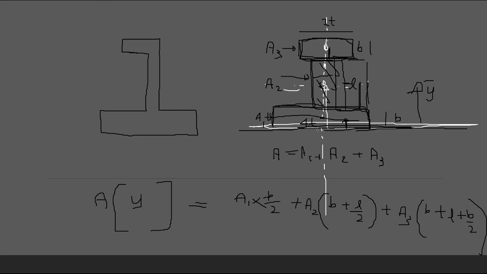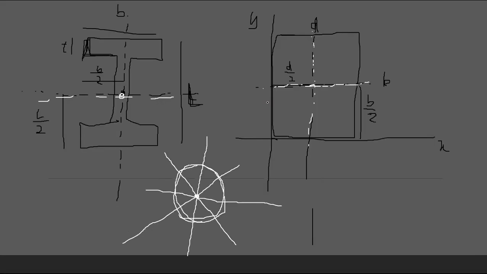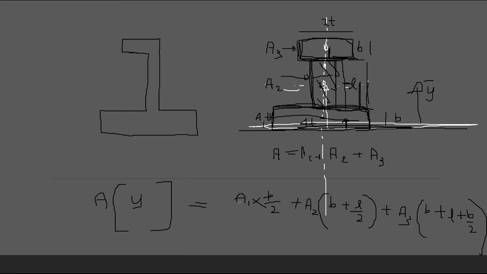So you convert it to a shape where you know the centroid is, right? So this I can separate into three rectangles. For a rectangle, you know where the centroid is. So I'm taking the moments about this axis, the moment of area, right? So area is 4T times B, that's the area A1 times centroid distance B by 2.